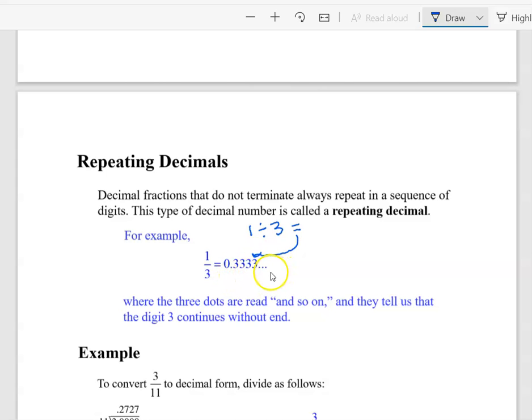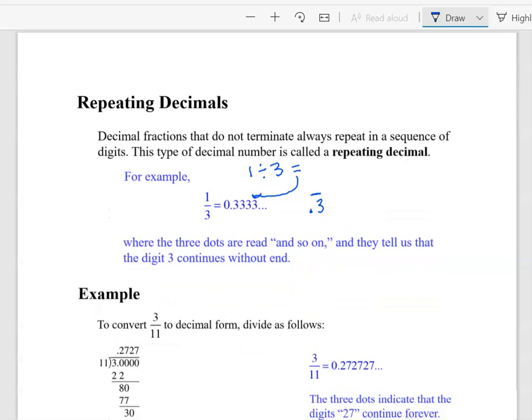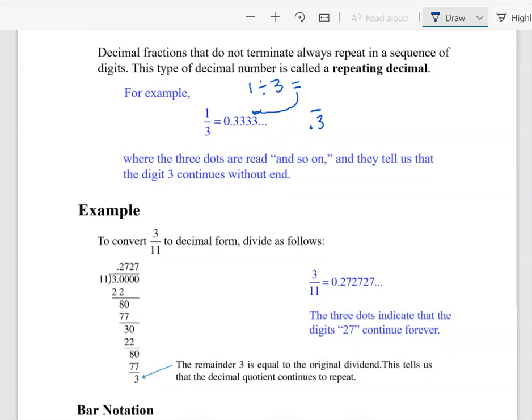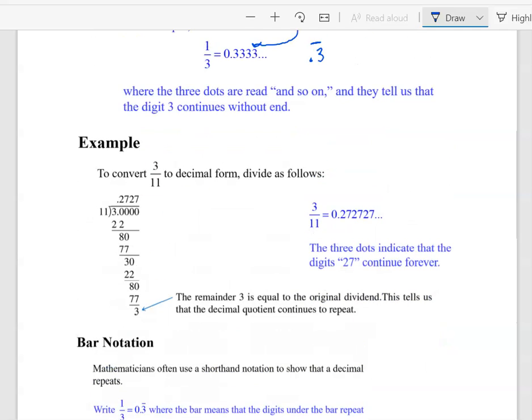0.33333 goes on forever with a pattern, right? A lot of times you'll see it written 0.3 with a line over it, because that indicates that it is repeating. And so do the dots at the end. If you see the dots at the end, that same thing is, it keeps going forever. That's a repeating decimal.